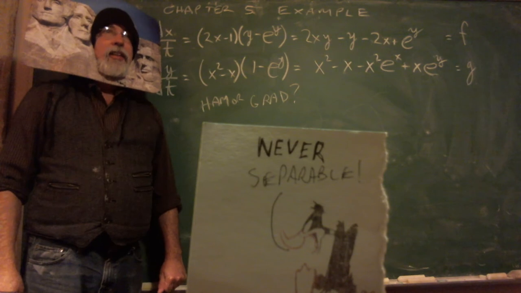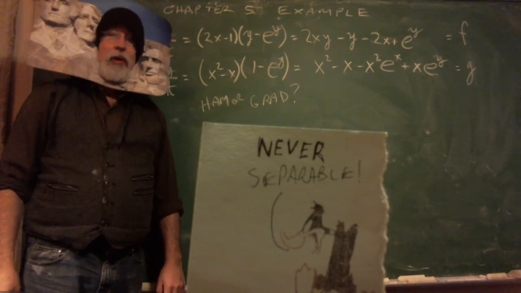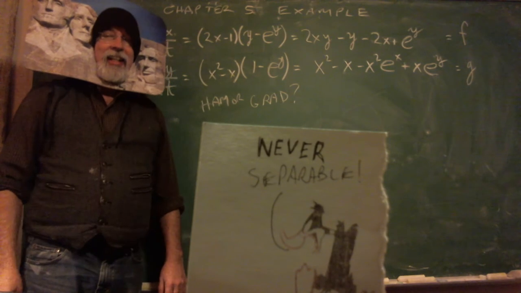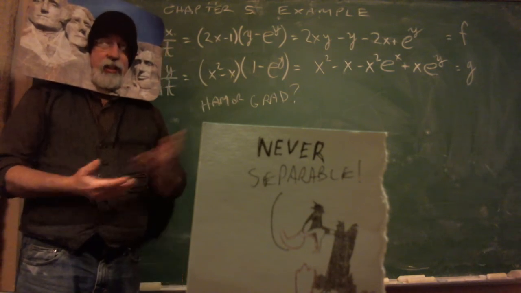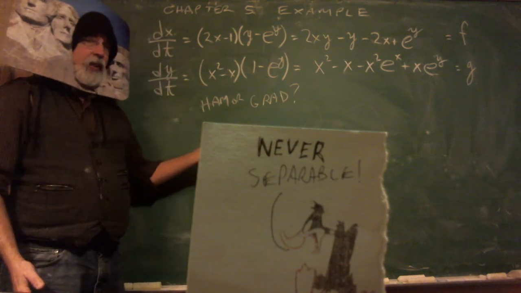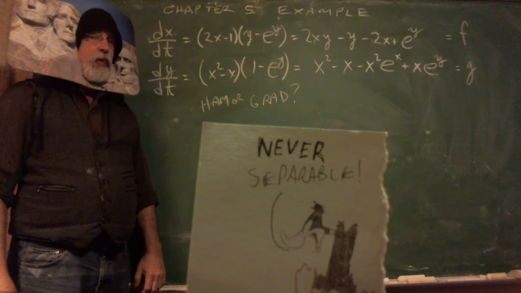Oh geez, it's Thursday, when we would be having class if it wasn't for the coronavirus. I've prepared an example for you. It's kind of elaborate. So here's a system of differential equations. Is it Hamiltonian or gradient? It's going to be one of them.